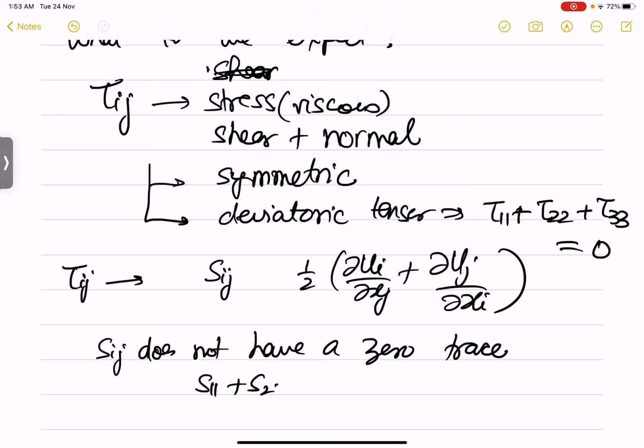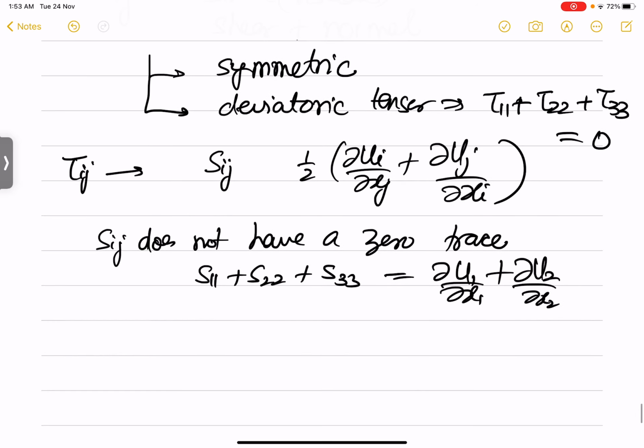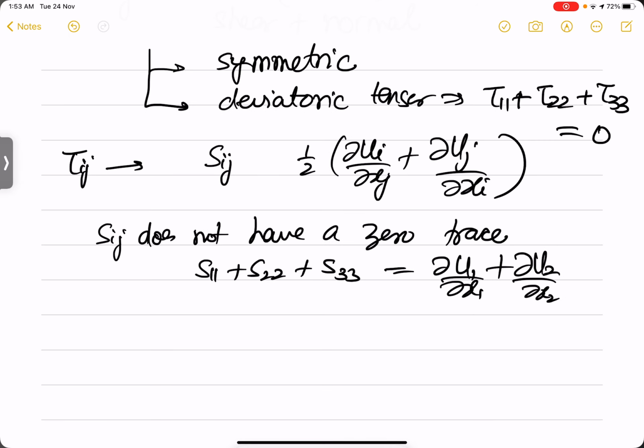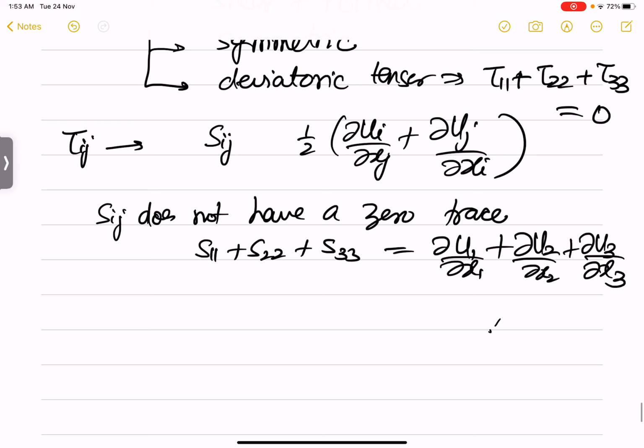S11 plus S22 plus S33 is equal to partial U1 by partial X1 plus partial U2 by partial X2 plus partial U3 by partial X3. Now this is 0 only for an incompressible flow. For a general flow, this is not 0.